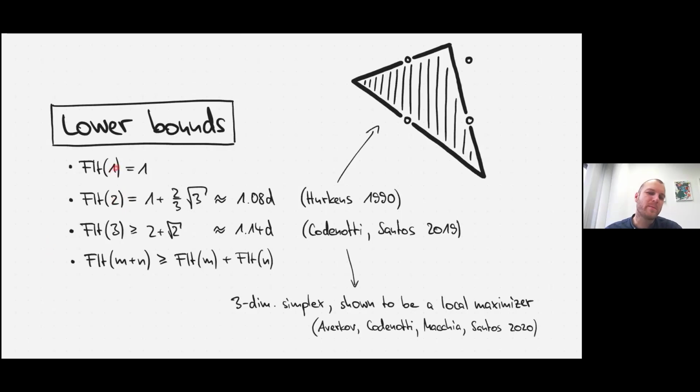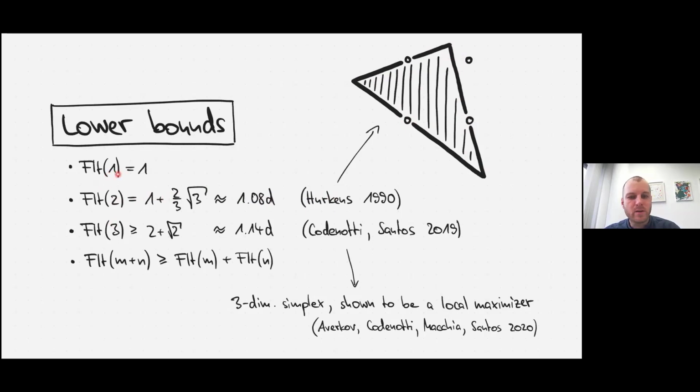Well, so let's go through the dimensions. Dimension 1 is trivial. You just take an interval of unit length. This is giving you the largest lattice-free set. So the flatness constant in dimension 1 is 1. Fortunately, we also know the flatness constant in dimension 2, which is this value. Okay. And it's 1.08 times d, where d is now, of course, 2. Right. And this is due to Hurkens. And his example is a triangle which looks like this. Okay, so it has some integer points in the boundary. That's what you expect. And the lattice width is a bit more than 2. Okay, good.